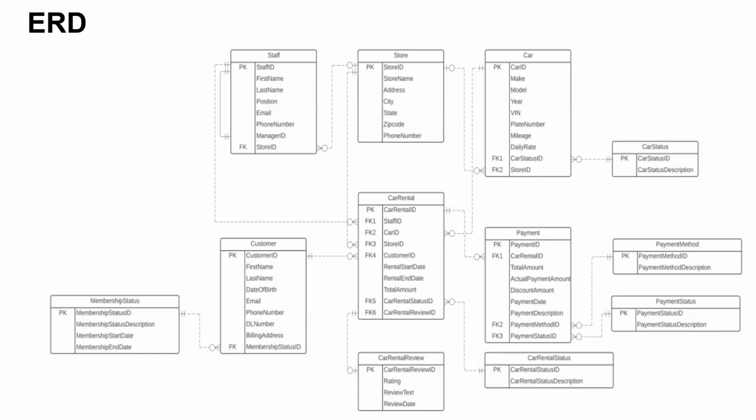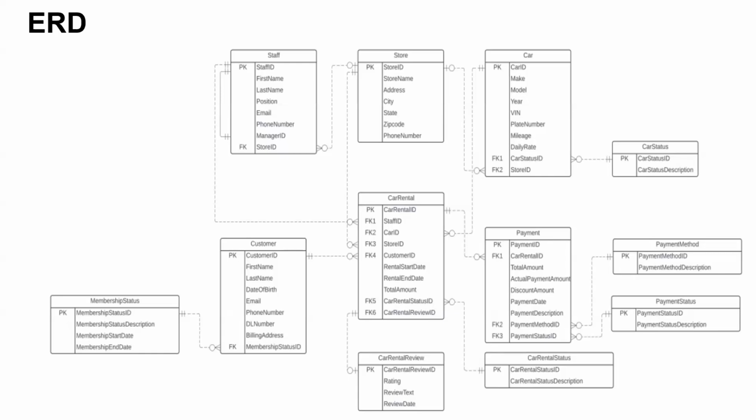Car rental status ID to know the rental progress, and the last one is car rental review ID to know the feedback from the customer. Next one is payment. This manages the rental payments. This is associated with payment ID.